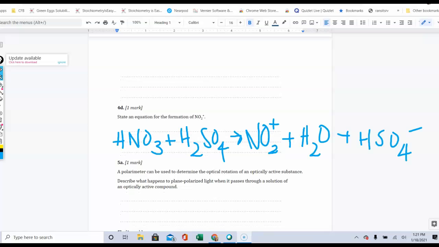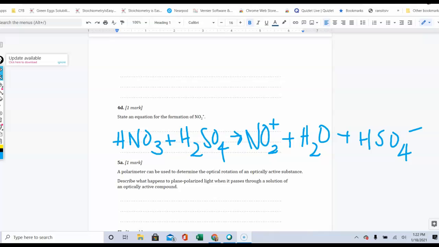Okay, as long as you can write out the equation, I do want to stop and make sure that I have actually balanced this thing out. SO4 is good to go. NO2 plus and SO4 minus cancel each other out. I have three H's, one N, one S. Yep, it looks like everything is balanced.